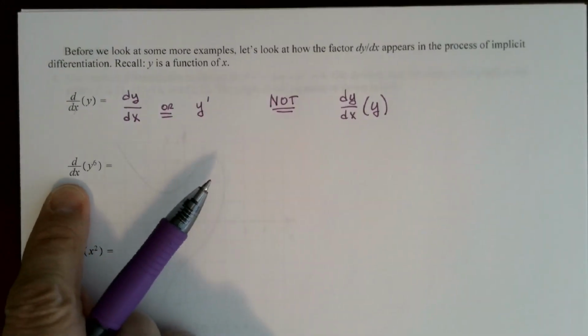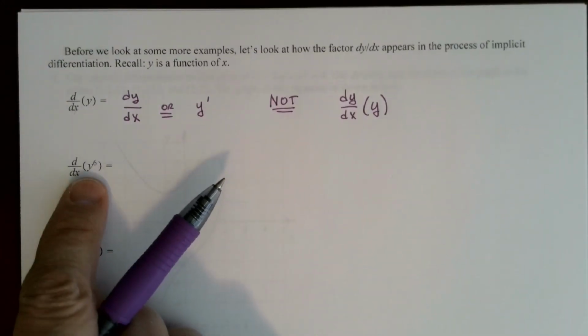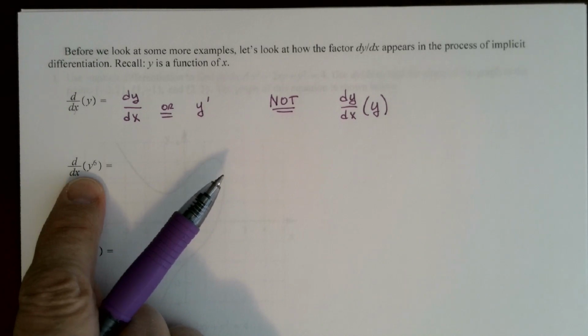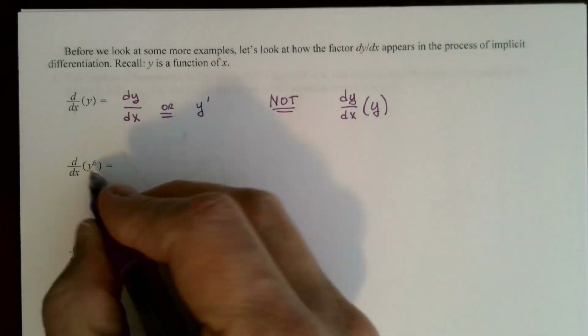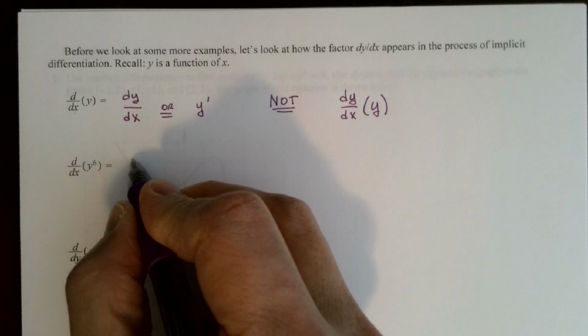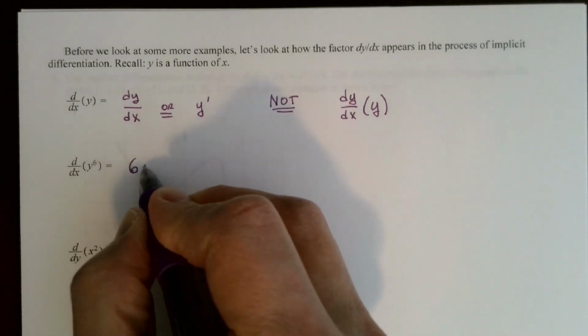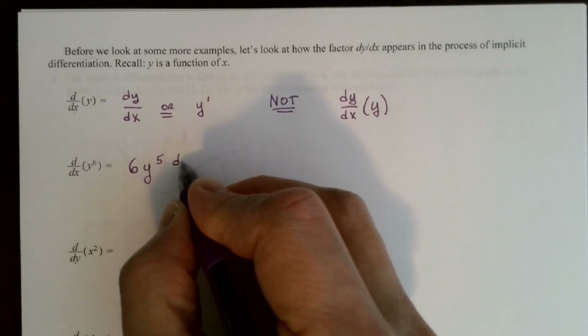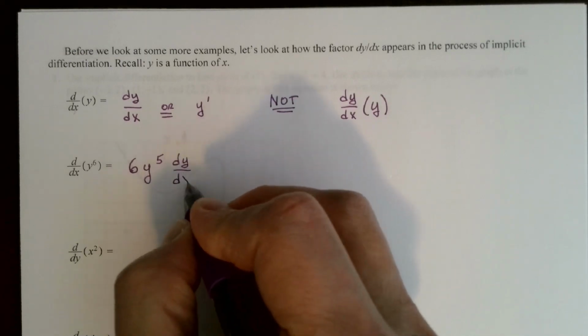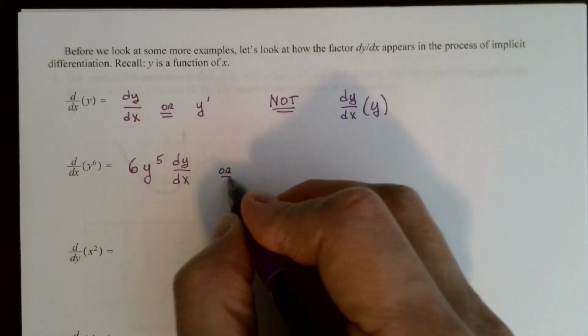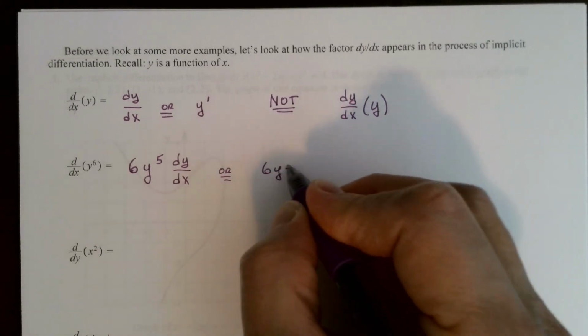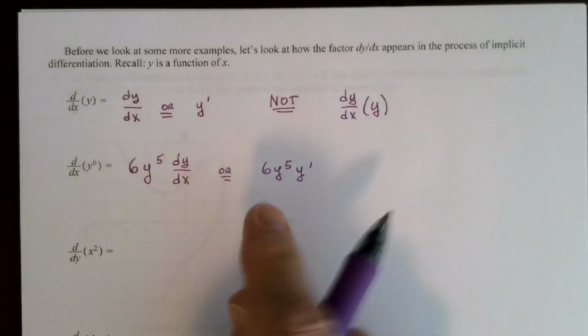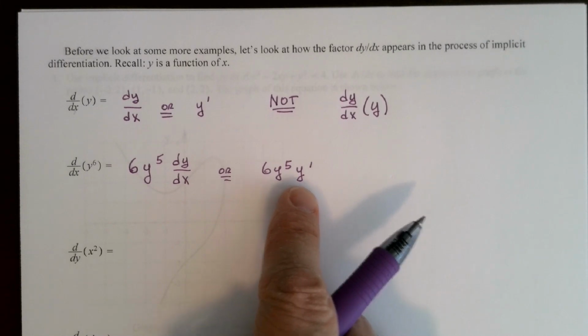The derivative with respect to x of y to the sixth, chain rule. Y is a function of x, is the inner function. Outer function is y to the sixth. So by the power rule, derivative of the outer function, 6y to the fifth, times what? The derivative of the inner function, dy dx. Or if we were using the prime notation, 6y to the fifth y prime. I will sometimes use the y prime notation because it's just easier to deal with solving.